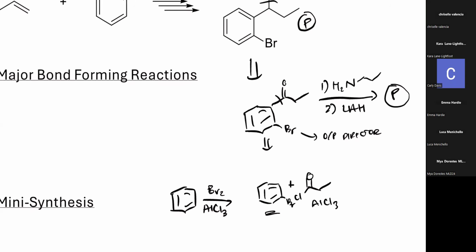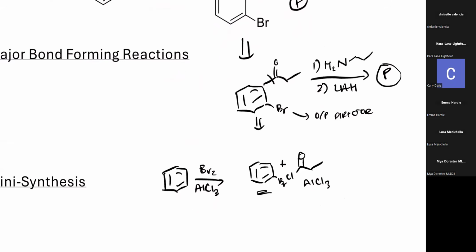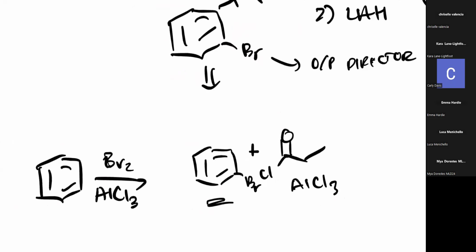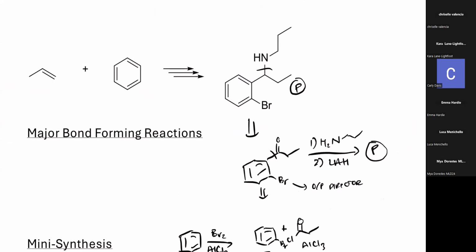So that pretty much explains everything. This could actually be done pretty shortly, right? It's a bromine addition, then the acylation, and then a reductive amination to get the product.